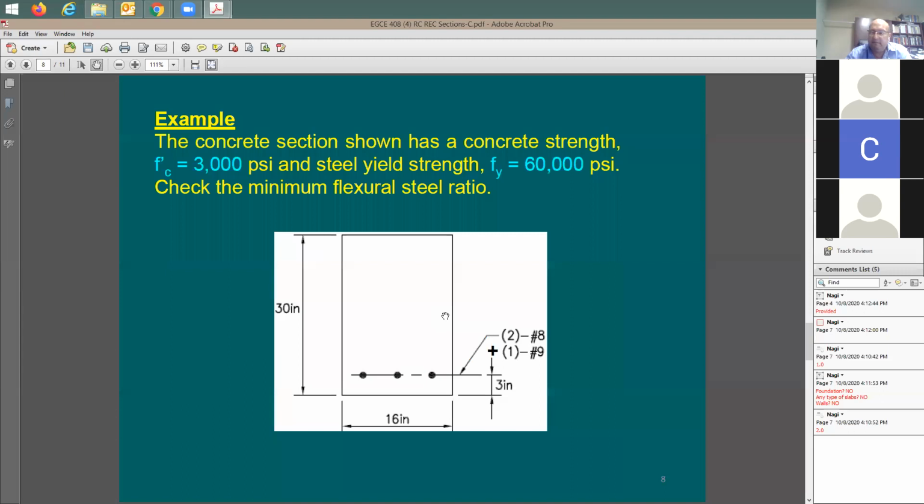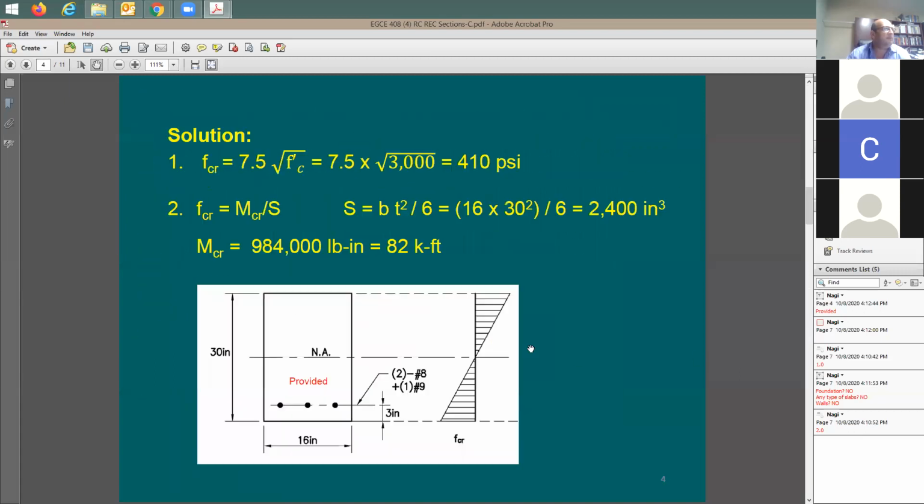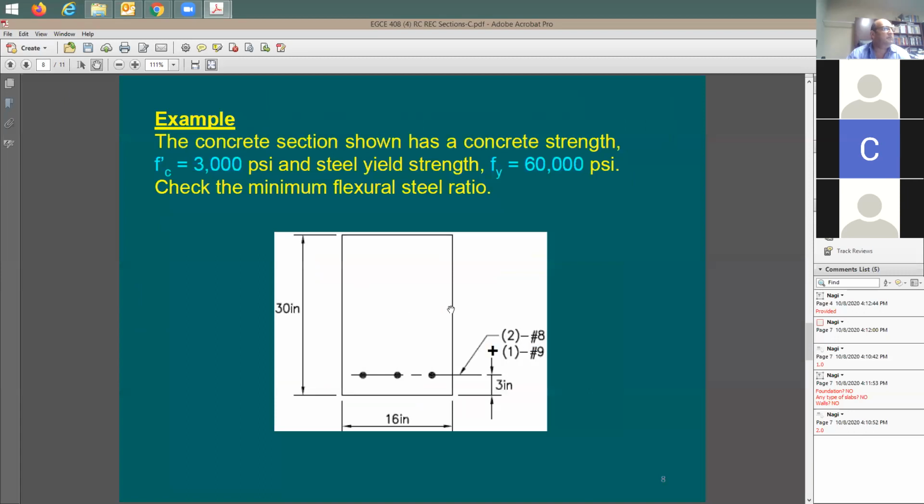I'd like to see if this is really the minimum in the same example that I have used. This slide shows the same example in this slide set. Same one, 2 number 8, 1 number 9. If I go back here, let's say to slide number 2, this is the exact problem. So I'm going to go here to 8. It says, check the minimum flexure steel ratio. Flexure means longitudinal steel ratio, which means the tension rebars in the beam. I'd like to check this against the minimum, but I don't have the demand.